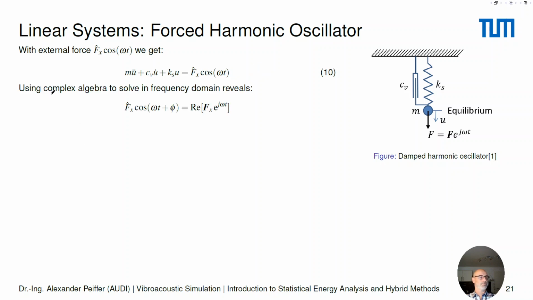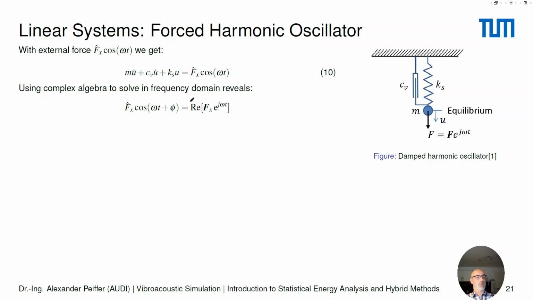Good. However, this is the right moment to introduce complex algebra. So why is that? This excitation, which is given by an amplitude, a frequency plus an extra phase factor, can be presented in a very easy way using a complex force vector times the exponential function with the j omega t term as time dependency. We have to take the real value so that this is really equal.